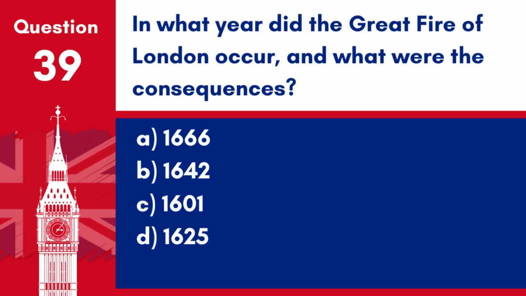Question 39. In what year did the Great Fire of London occur, and what were the consequences? A. 1666. B. 1642. C. 1601. D. 1625. Answer: A. 1666. The Great Fire of London in 1666 destroyed much of the medieval city, leading to the subsequent rebuilding of London with new architectural styles and better urban planning.